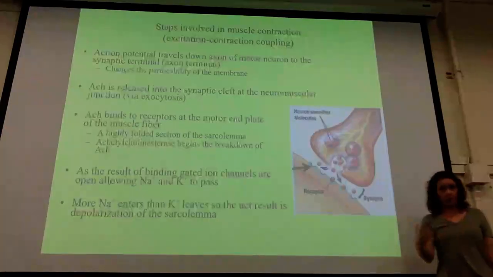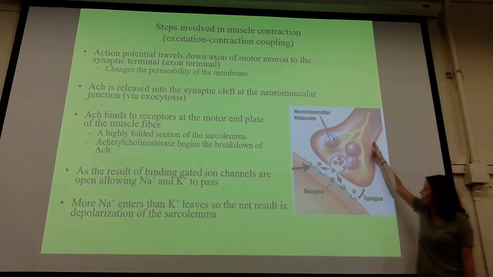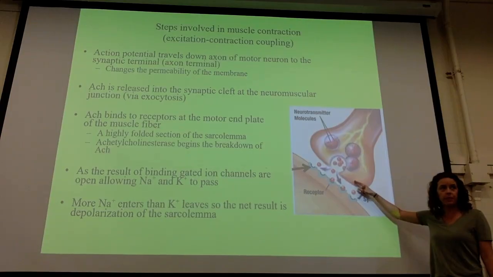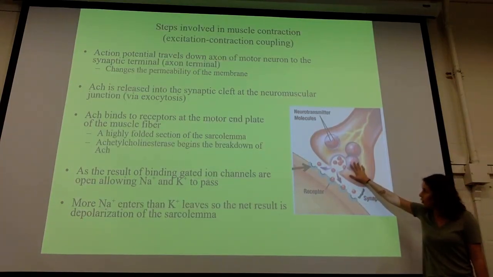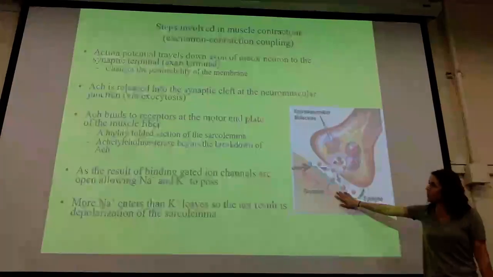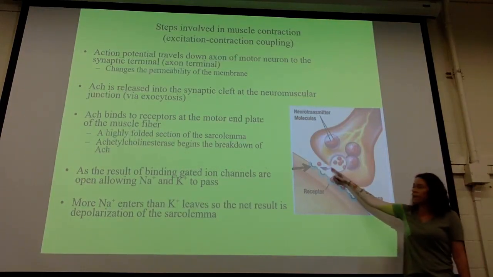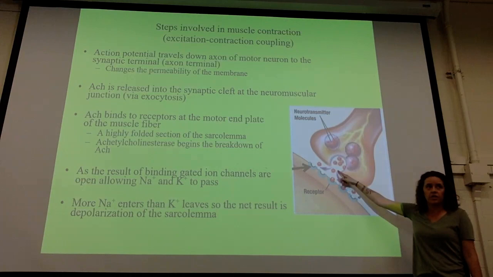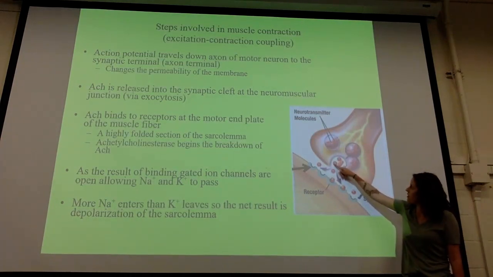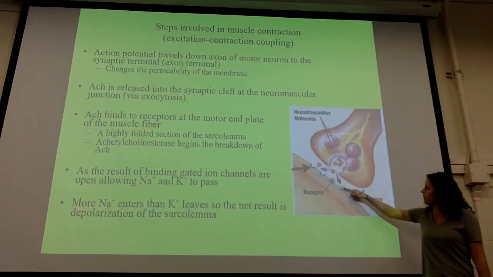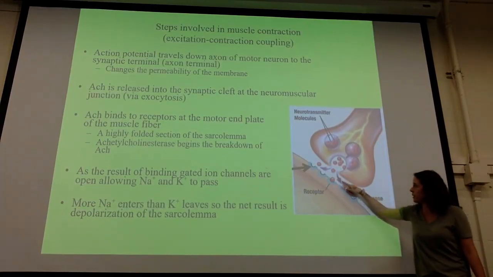Okay, so far what we have is the action potential has traveled down to the end of the motor neuron. It's reached the neuromuscular junction. The permeability of the membrane has changed. So we're seeing, this is acetylcholine here, we're seeing it leave the motor neuron and it's crossing the synapse.